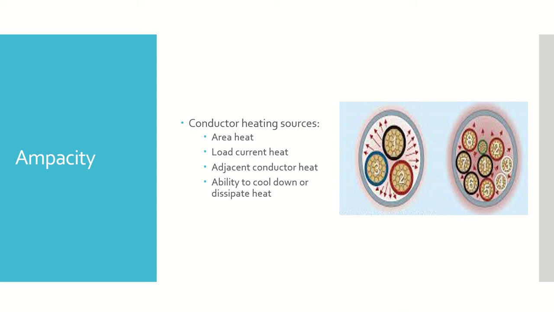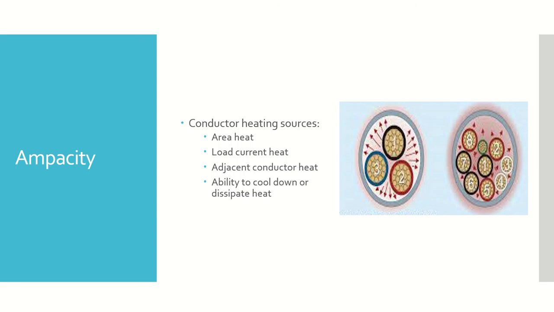So what would be the heating sources that actually would cause these conductors to heat up? The first one would be area heat. So this would be just the ambient temperature in the location where these conductors are installed. Load current heat: as long as electrons are flowing on our wire and current is flowing, we're going to produce heat because there is no such thing as a perfect conductor. We know each one of these conductors does offer a little bit of resistance, and over the length of that cable, it will heat up as more current flows.